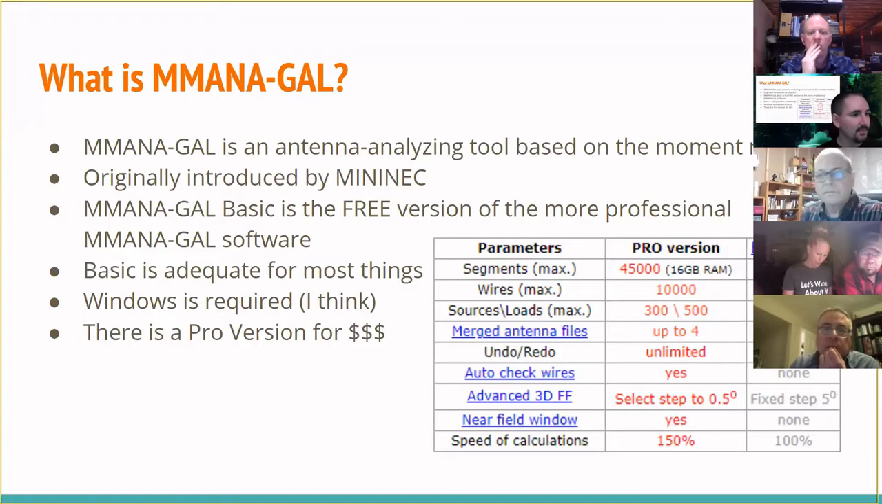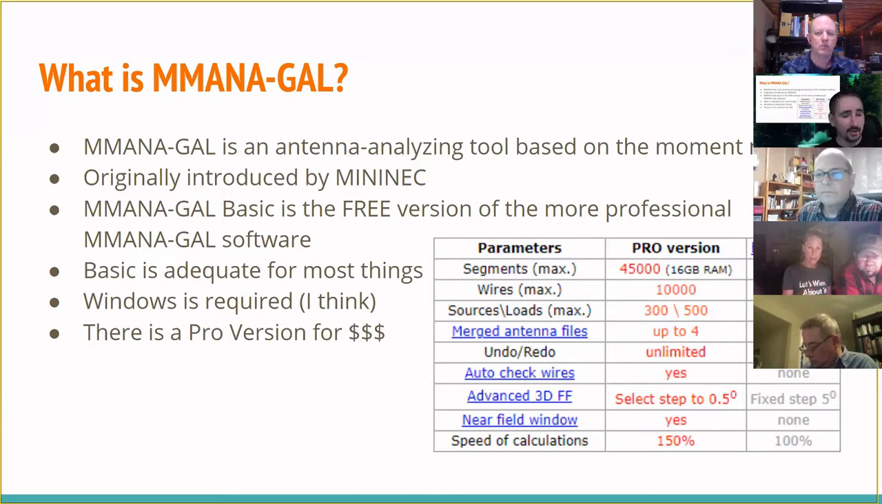What is Mmana Gal? It's a moment method antenna analyzer. It was originally introduced by MiniNEC, which is the longest cousin of EasyNEC. We're not going to get into the history. There are two versions: the professional version of Mmana Gal, and the free version.